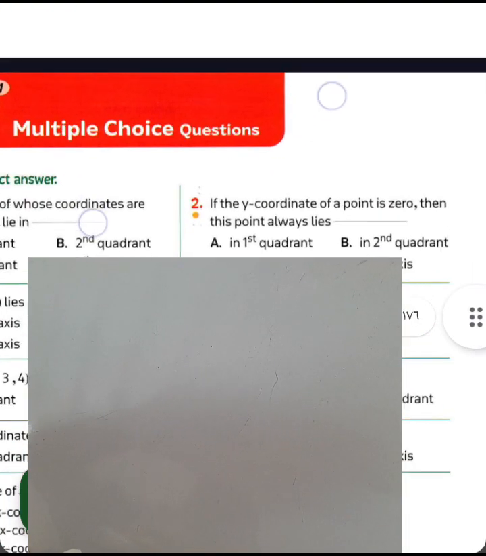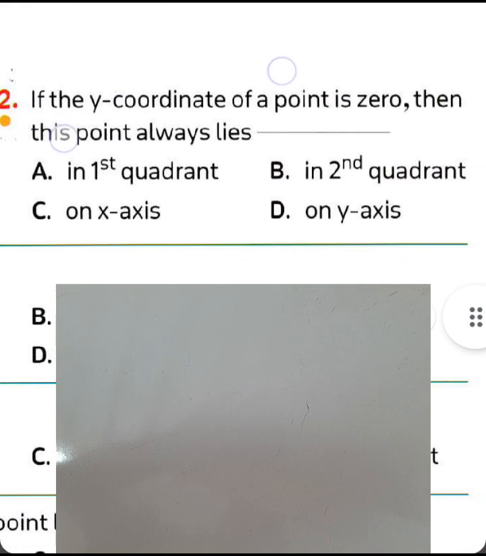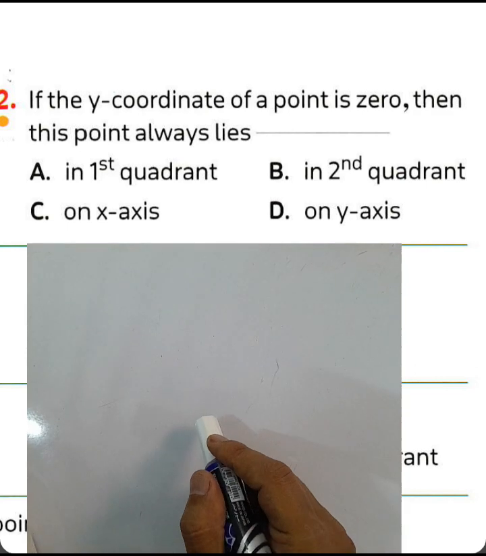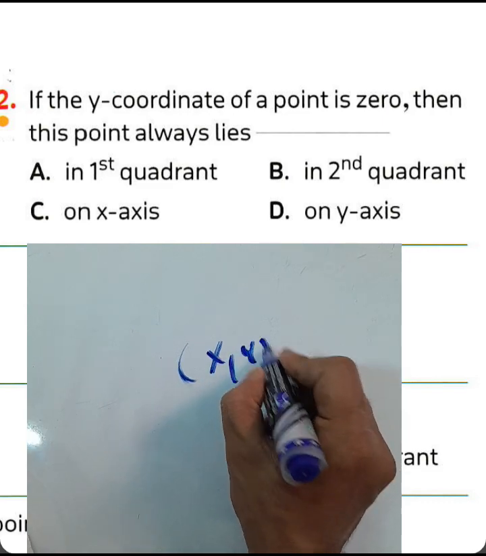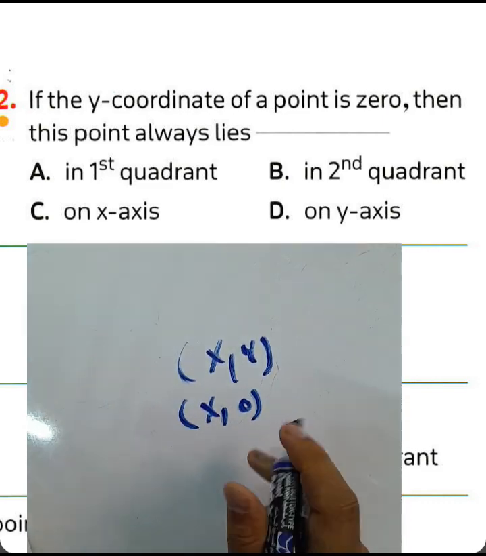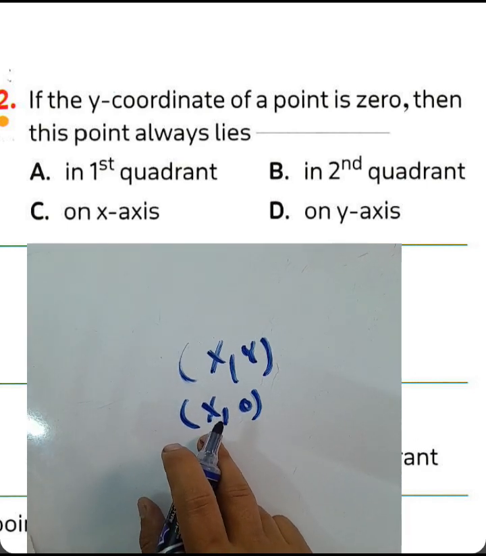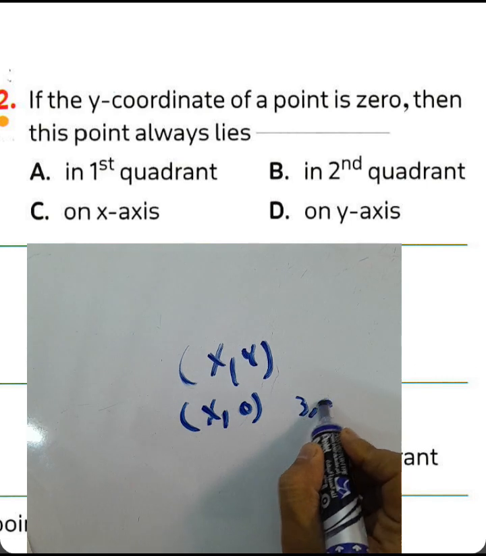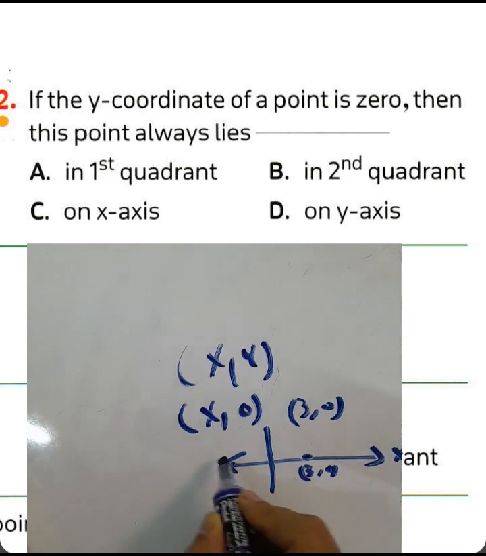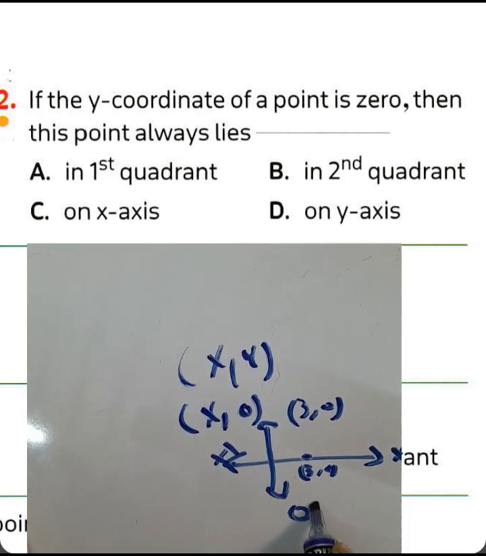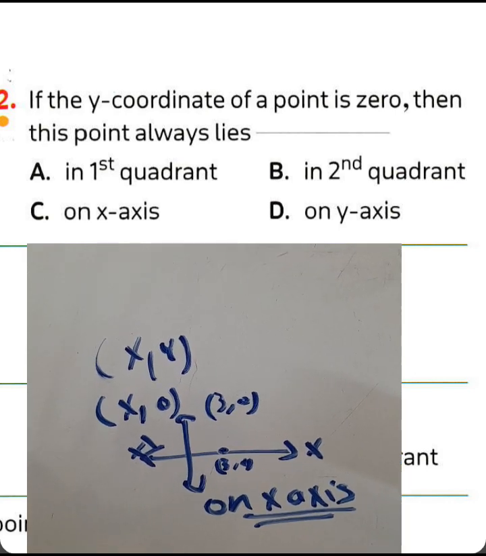Question number 2. If the y coordinate of a point is 0, then this point lies where? In the order x and y, if y equals 0, the point is x and 0, so it lies on the x-axis. Choose letter C. For example, if we have 3 and 0 in the coordinates, it lies on the x-axis. Okay, choose letter C.